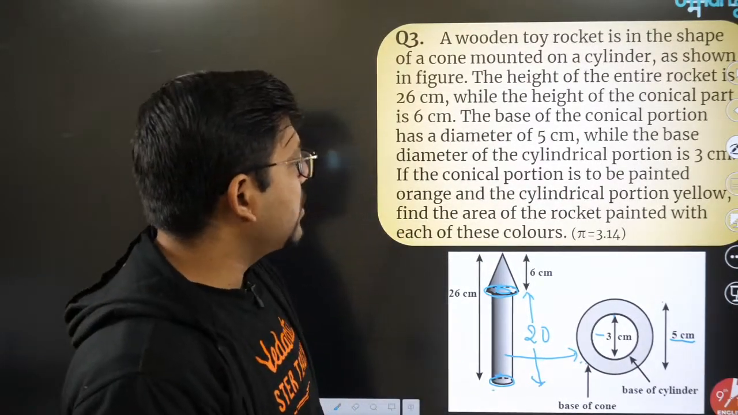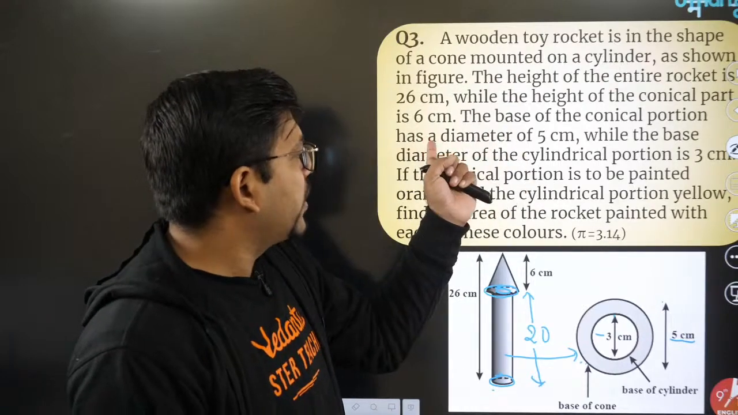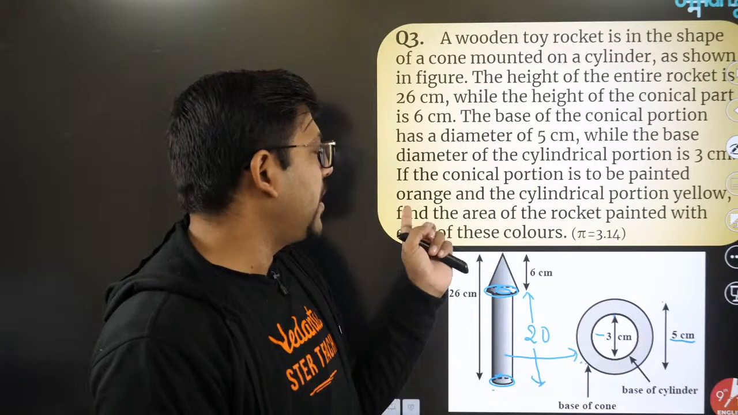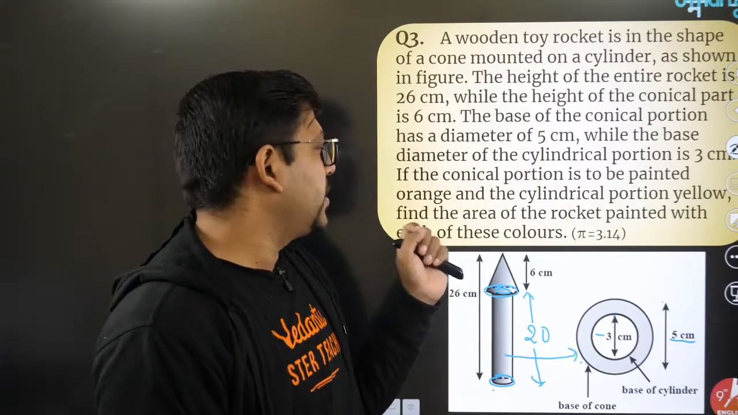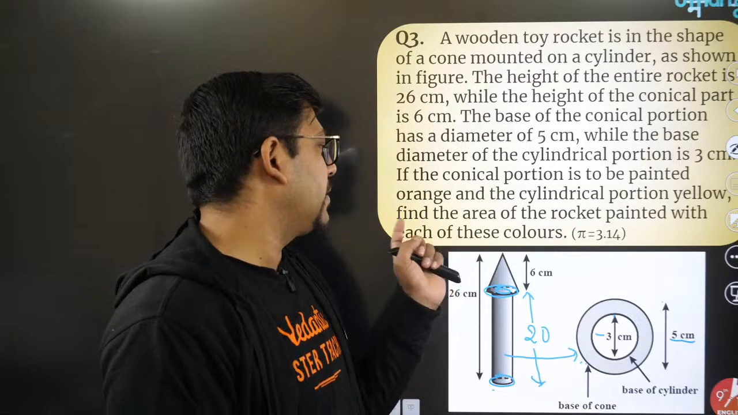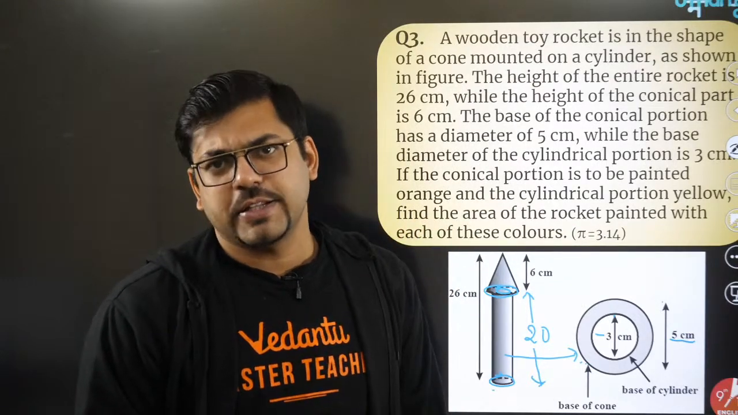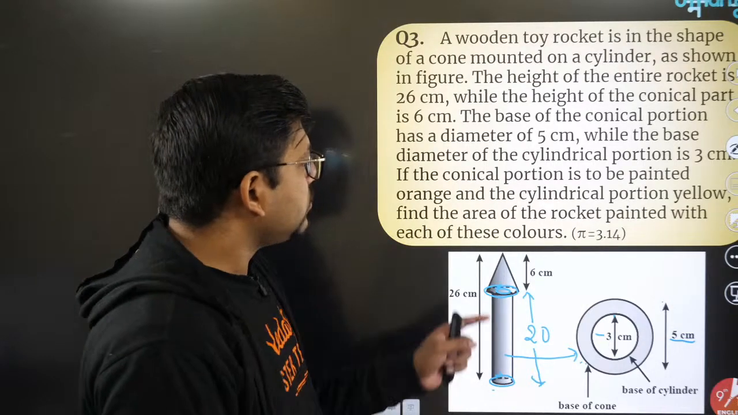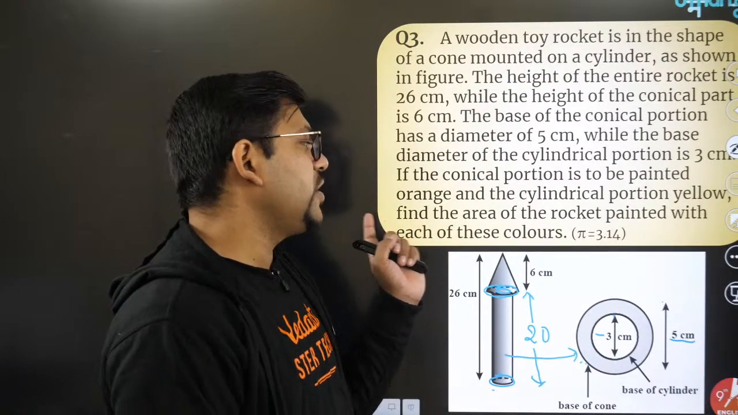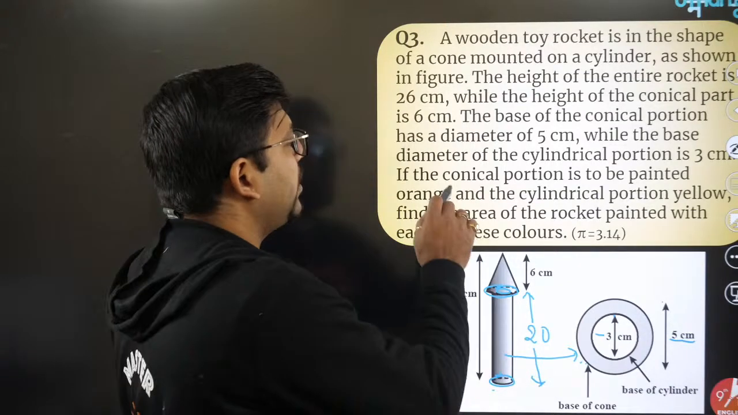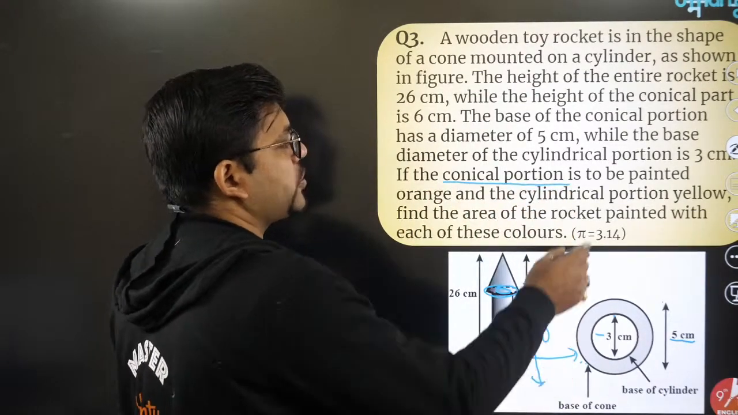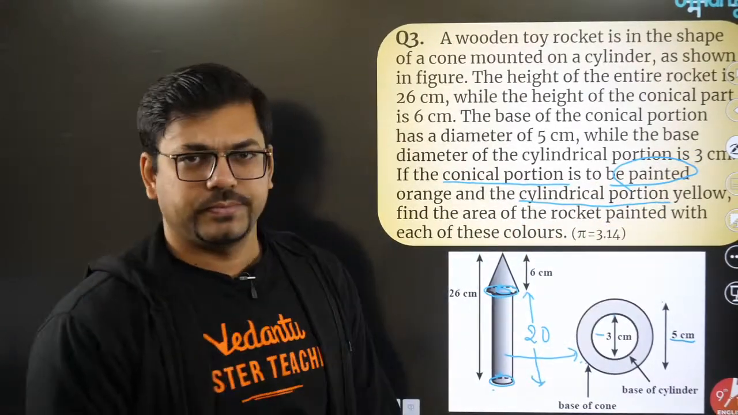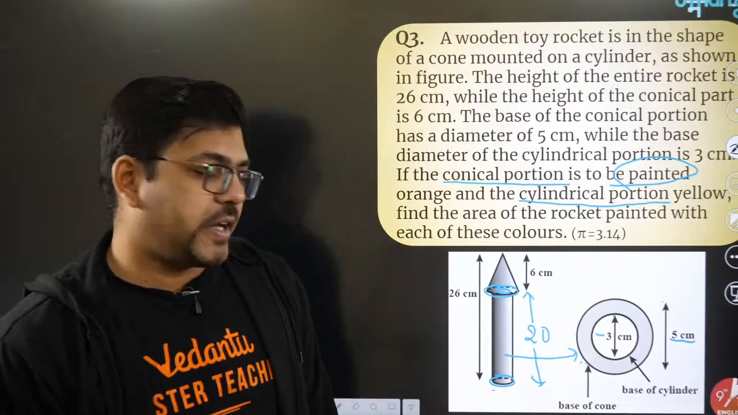So now what you have been asked to do, the base of the conical portion has diameter 5, while the diameter of the cylinder portion is 3. If the conical portion is to be painted orange and the cylindrical portion yellow, find the area of the rocket painted with each of these colors. Now look carefully, what do you have to do here? You have to first of all find the area of the conical portion that has to be painted, and then the area of the cylindrical portion that has to be painted. Okay, everyone please pay attention.